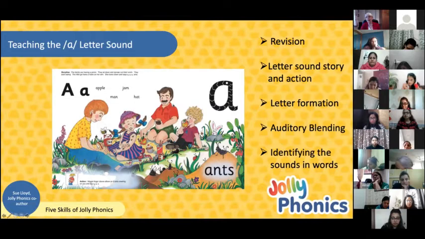The auditory blending, make sure you have a go at that. You haven't got any words yet. And identifying the sounds in words. Well, again, it's not easy to identify all the sounds, so we just listen for the a. Is there an a in apple? Is there an a in dad? Well, can you hear it at the beginning? No, it's not at the beginning.